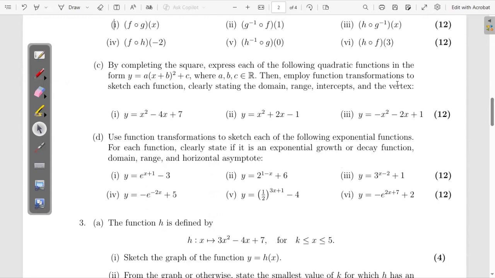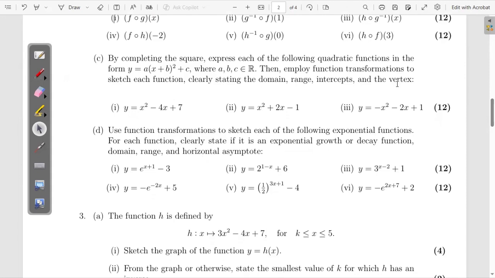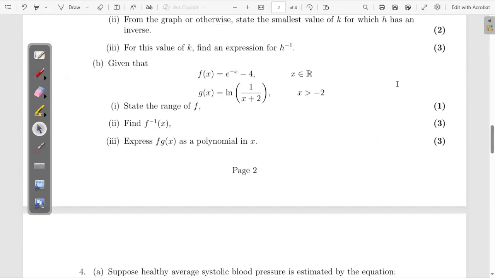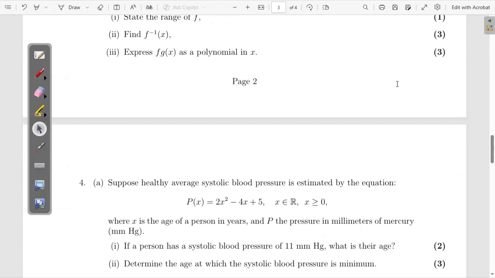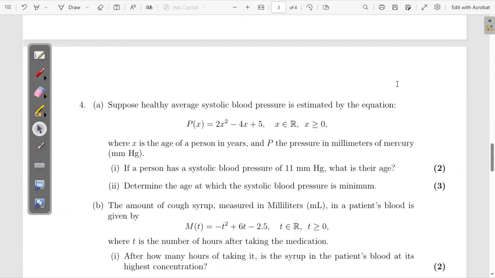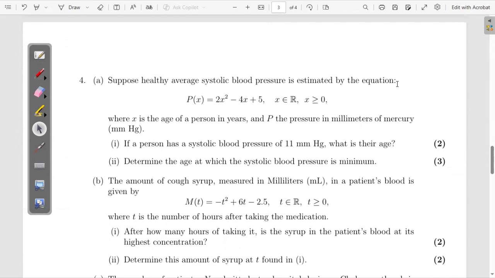And in addition to that, we're going to look at function operations, where we are adding two functions, subtracting, multiplying, or even dividing. From there, we'll look at also some quadratic transformations. And then we'll move now to the applicational part of the topic, functions. So we'll see how we can apply the quadratic equation, for example, in the measurement of systolic blood pressure. How we can find the maximum concentration of something using quadratic equations.